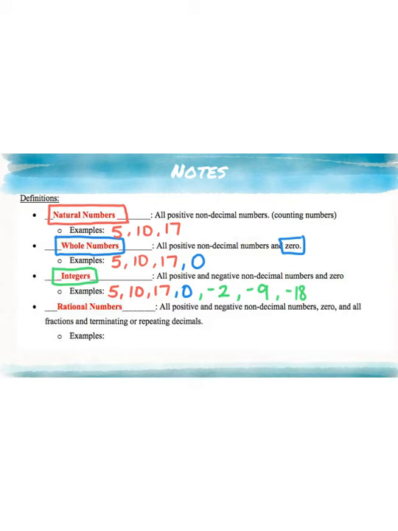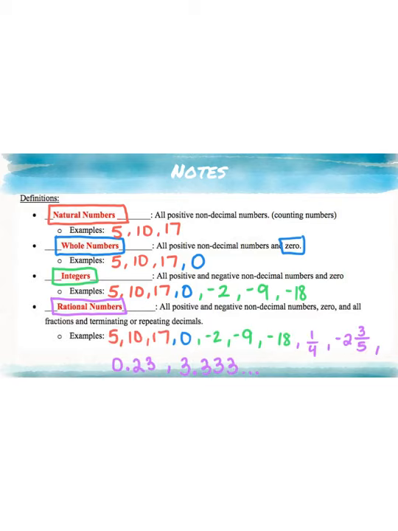Last, we have rational numbers. The definition of a rational number is all positive and negative non-decimal numbers, 0, and all fractions, and terminating or repeating decimals. So now we're adding in all the same number examples from before, but we get to add in decimals and fractions. I've written some examples of decimals and fractions that are rational numbers.